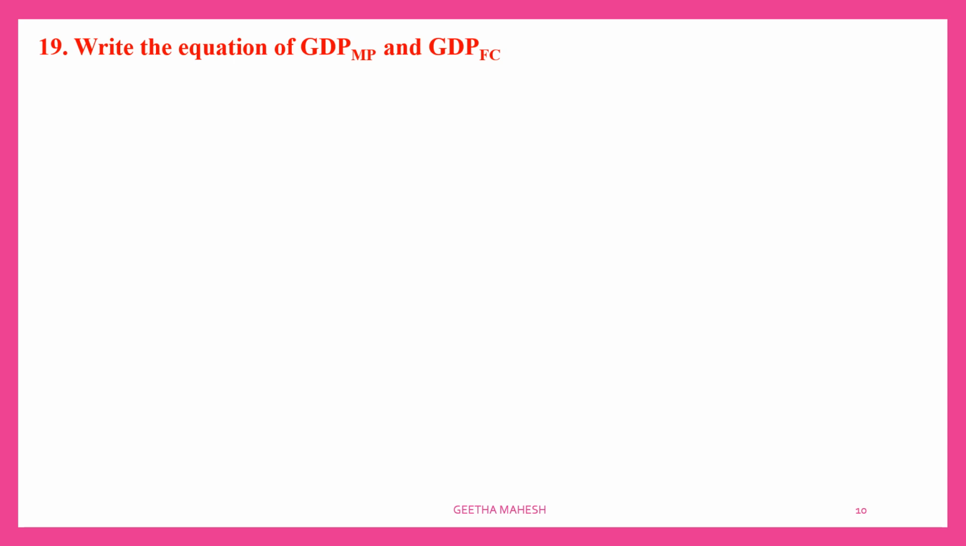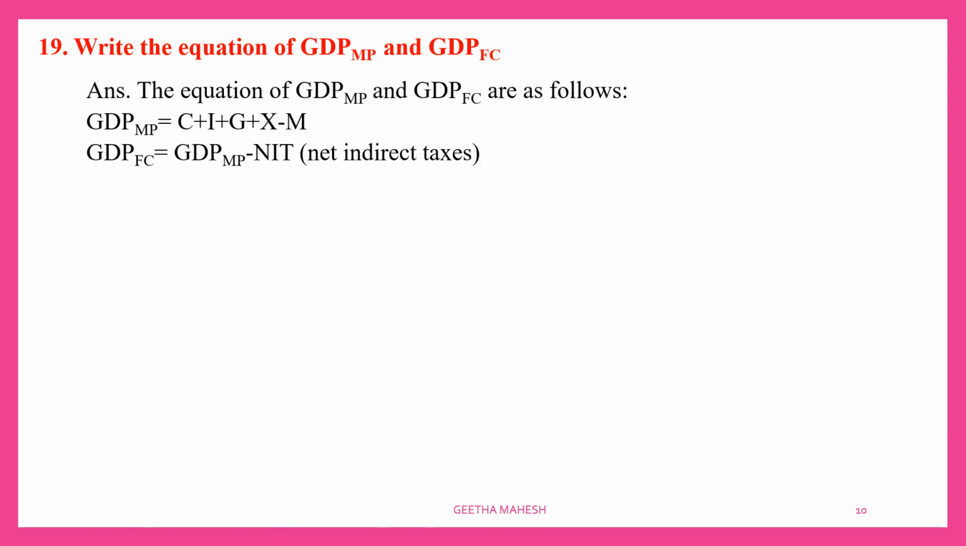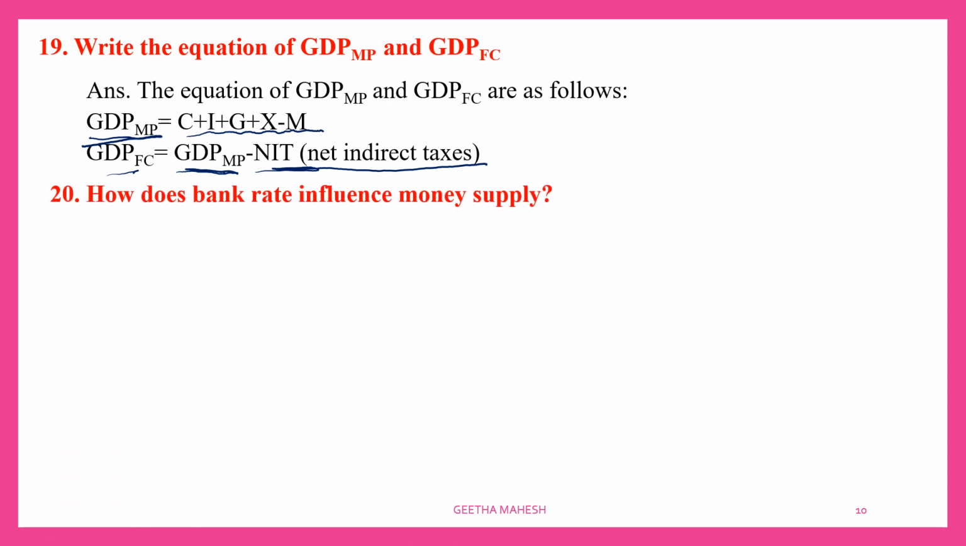Write the equation of GDP MP and GDP FC. GDP MP equals C plus I plus G plus X minus M. GDP FC equals GDP MP minus net indirect taxes.